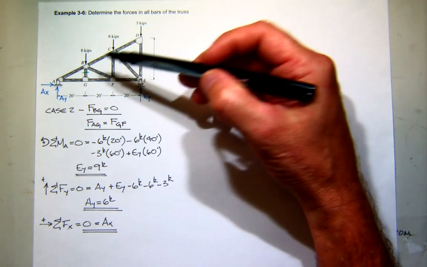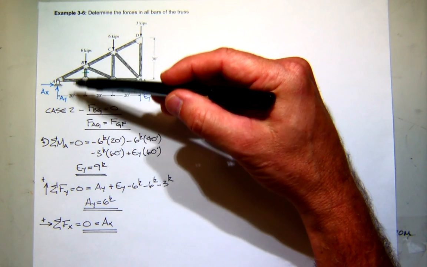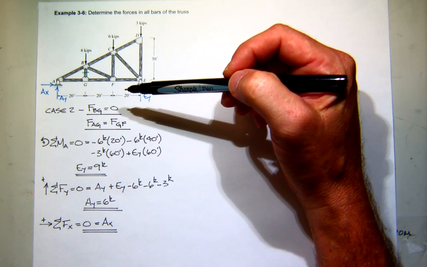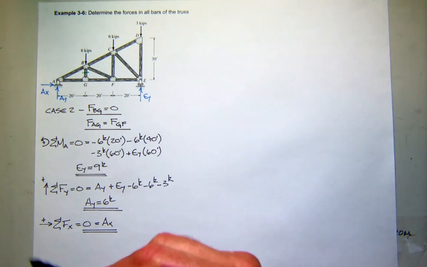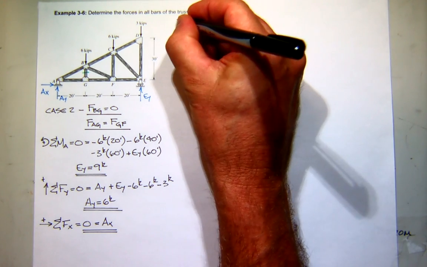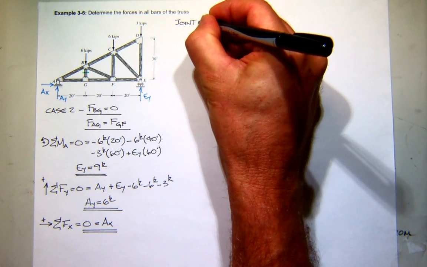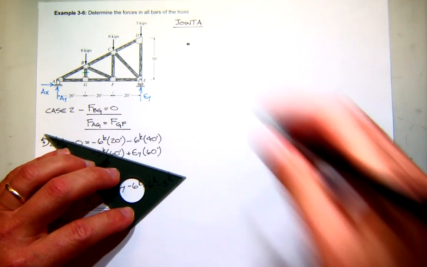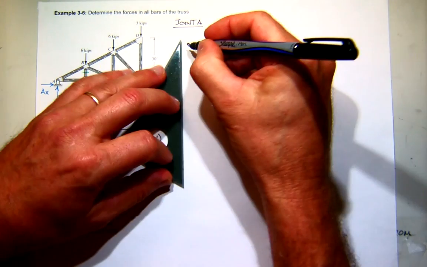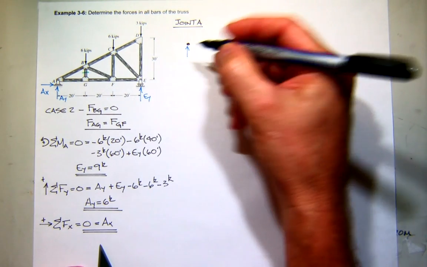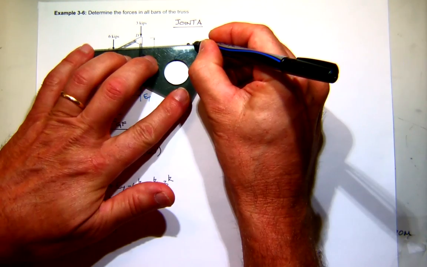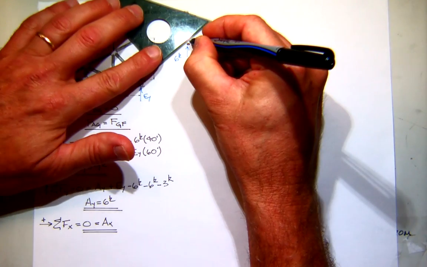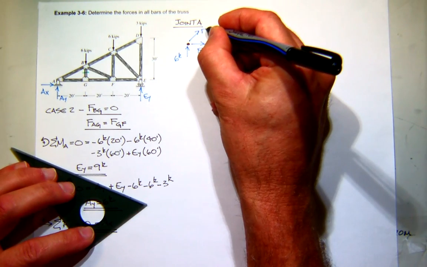What about method of sections? Could I cut a method of sections here? Sure. Could I do one here? Oh yeah. Could I do one here? Sure. We got lots of options. So let's just start with joints. So we'll start with joint A. So there's the joint. I have my AY reaction, which is 6, and then I will assume tension in AG and tension in AB.